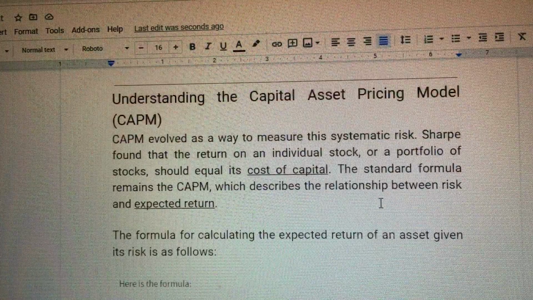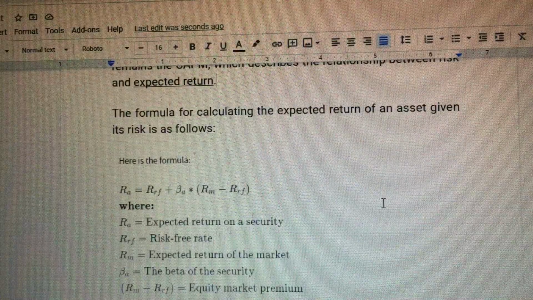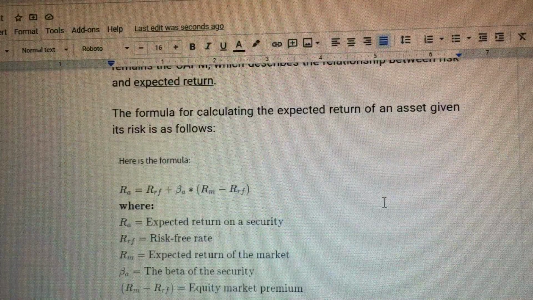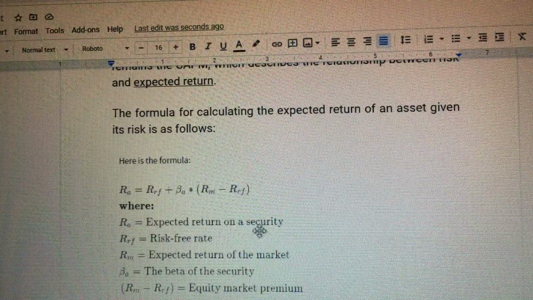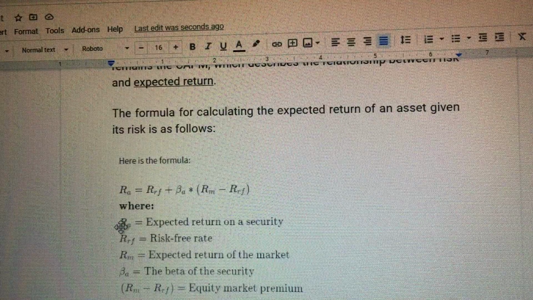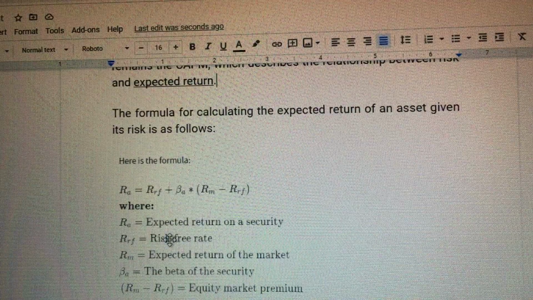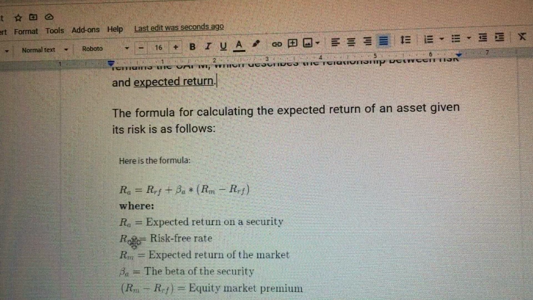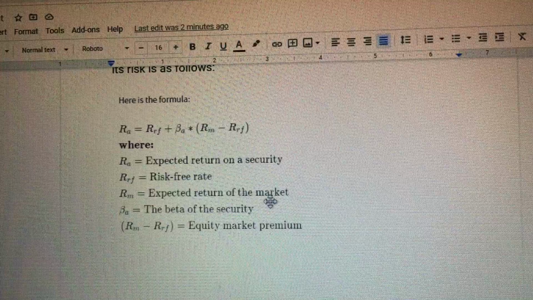So, the formula for CAPM is this one. RA, which symbolizes expected return on security, just follow the cursor, is represented as RA, and then risk-free rate is represented as capital R, small r, and F. Then RM is expected return of the market.